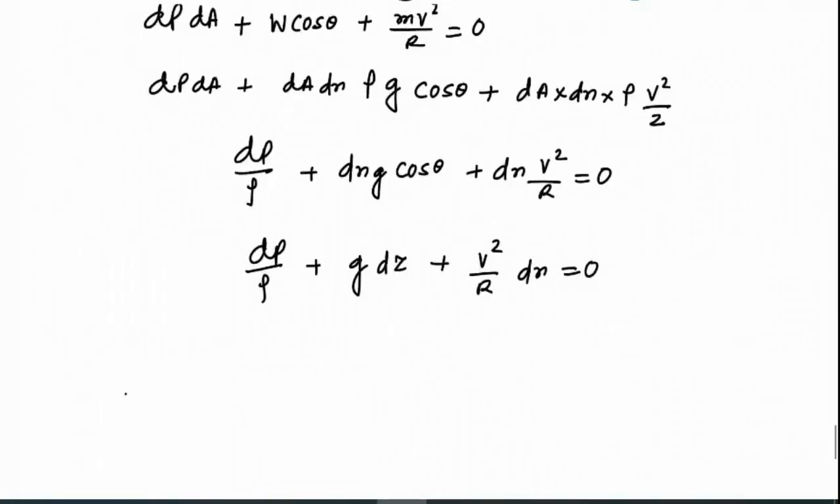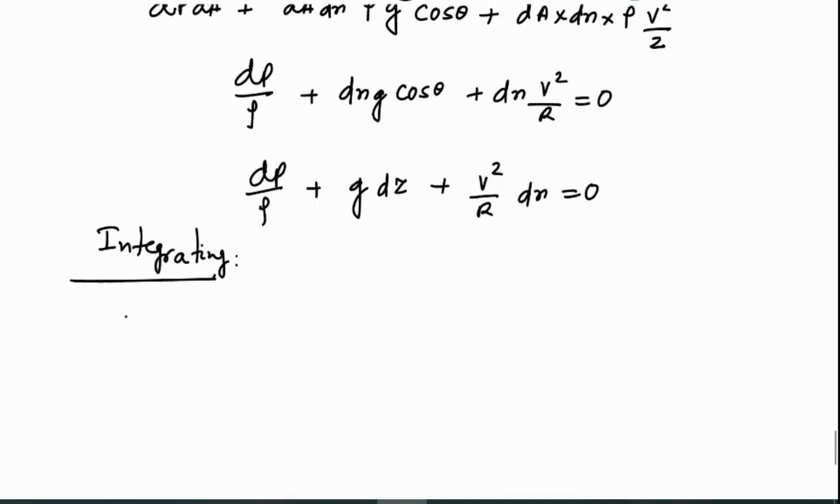Now if you integrate both sides, assuming this rho is constant, in that case this will be p by rho, and this will be simply gz, and this is the integral of v square by r dn. This is equal to constant.